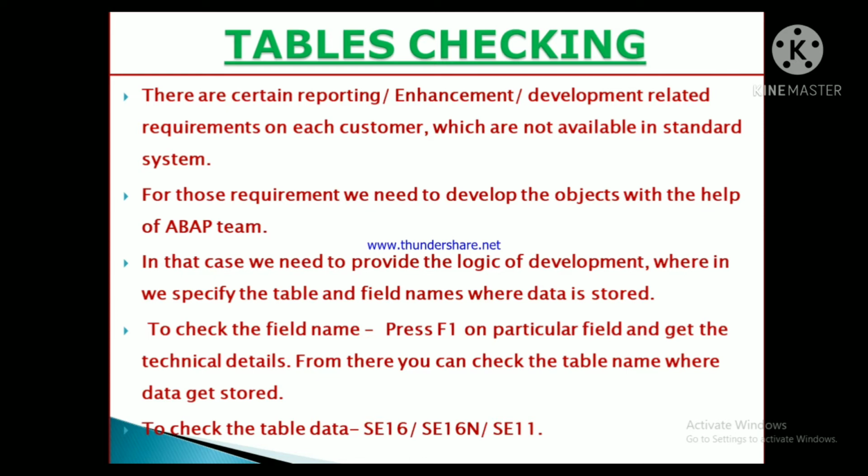To check the field name, we press the F1 key on a particular field and get the technical information. From there, you can check the table name where data gets stored. To check the table's data, the T codes are SE16, SE16N or SE11. These three are the table checking T codes. Let's go to the SAP screen and see how to perform this.